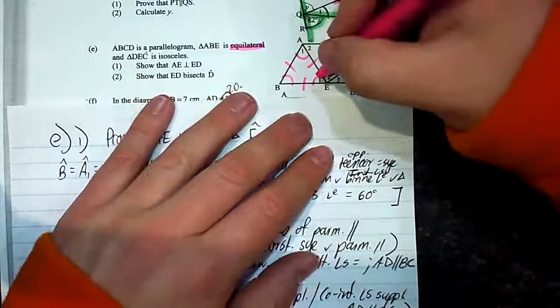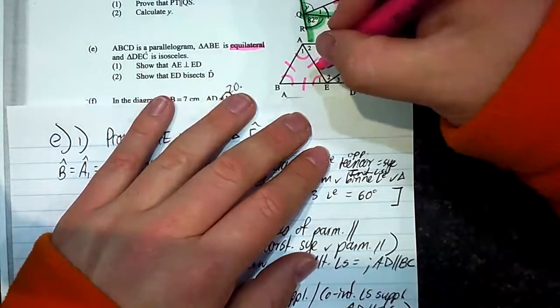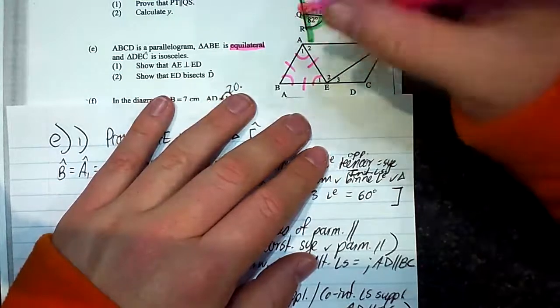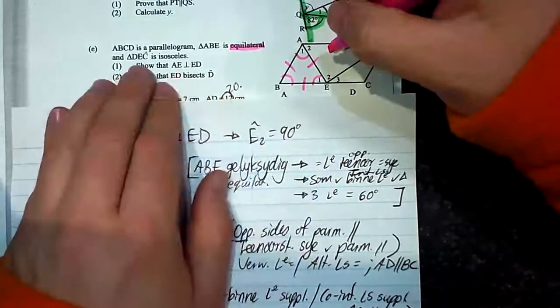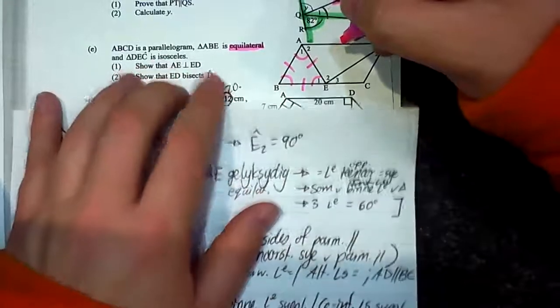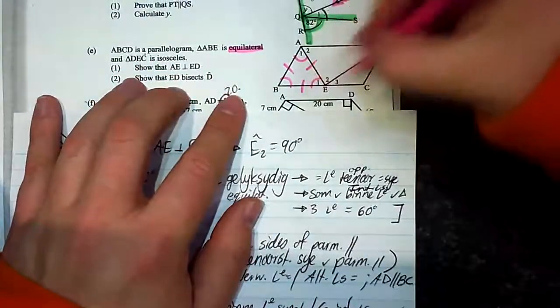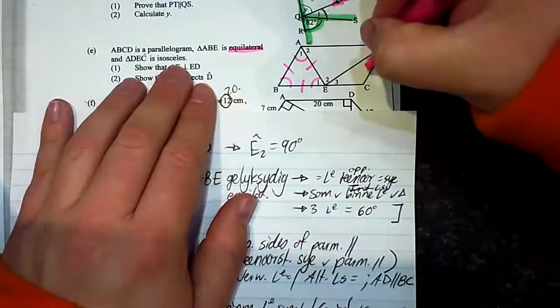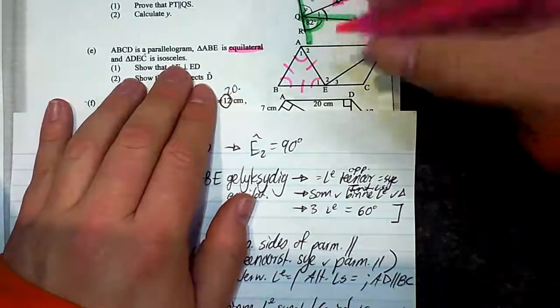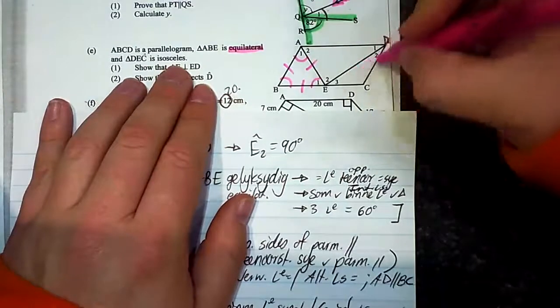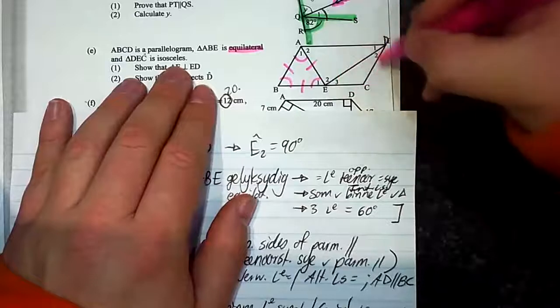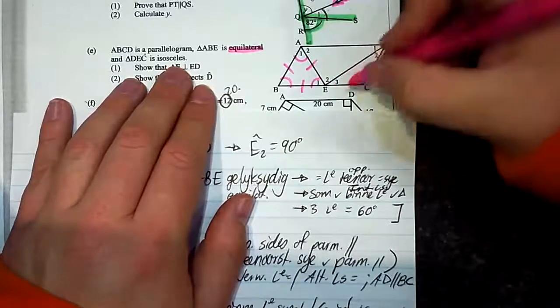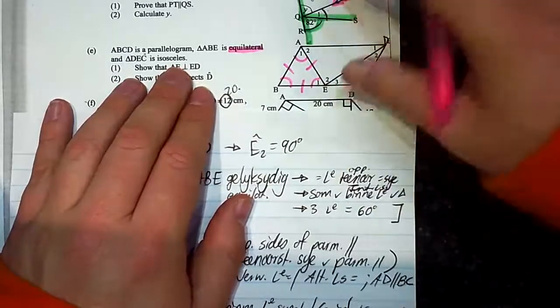Al drie daai hoeke 60 grade, want hulle is gelyk. Driehoek DEC. This triangle is an isosceles. We don't know which two sides are equal yet. Ons weet nog nie wat die twee sy is gelyk nie. So ons gaan by dit uitkom.